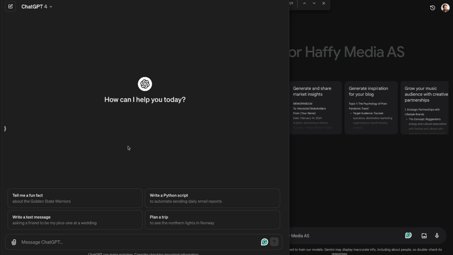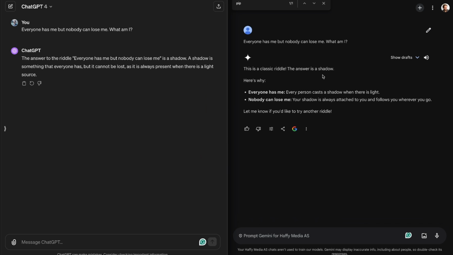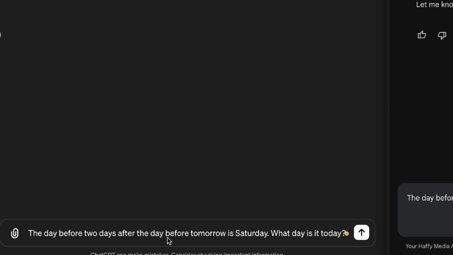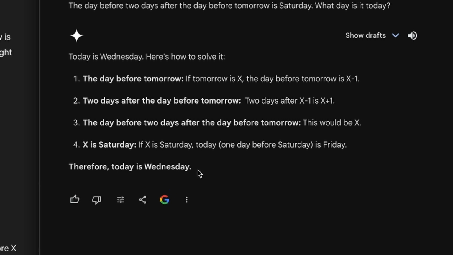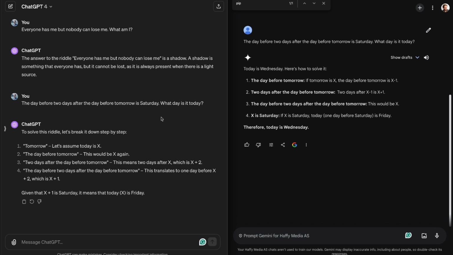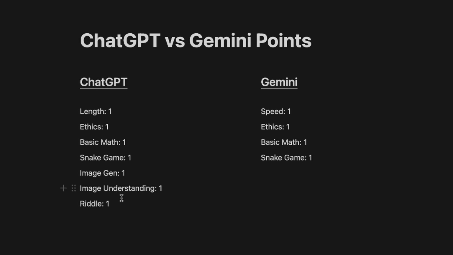Number 7, riddles. Everyone has B, but nobody can lose me. What am I? Both of them got a shadow. Day before 2 days after the day before tomorrow is Saturday. What day is it today? GPT said that it's Friday, and Gemini said it's Wednesday. In this case, ChatGPT is right. Let's check the drafts to see if it actually got it right in the other attempts. Gemini actually said Wednesday on all different attempts. ChatGPT takes the riddle.